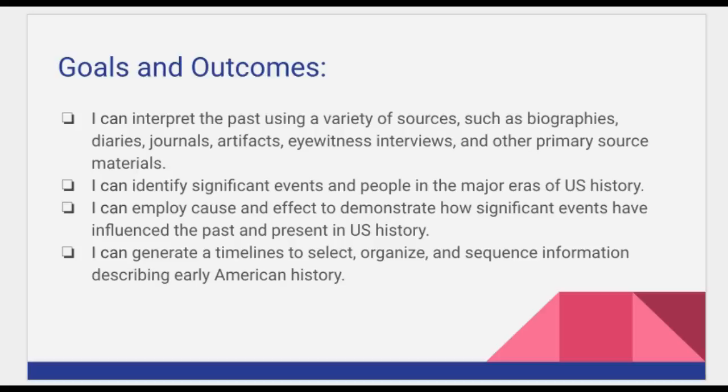So by the end of the unit, you will be able to: I can interpret the past using a variety of sources, such as biographies, diaries, journals, artifacts, eyewitness interviews, and other primary source materials. I can identify significant events and people in the major eras of U.S. history. I can employ cause and effect to demonstrate how significant events have influenced the past and present in U.S. history. I can generate a timeline to select, organize, and sequence information describing early American history.